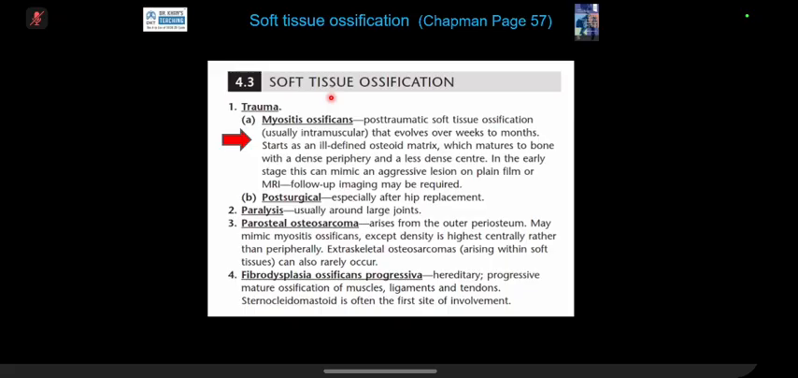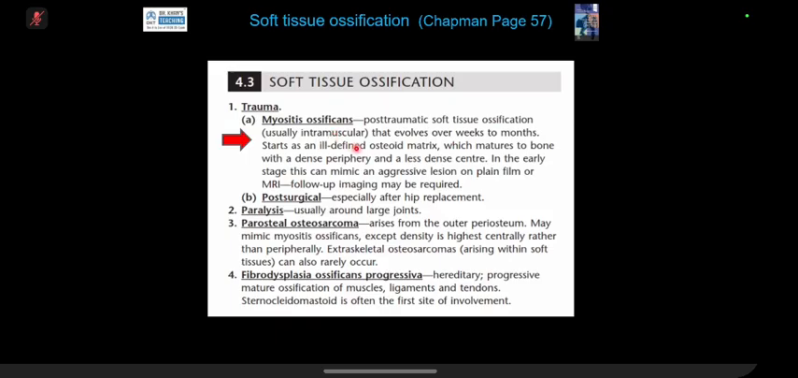In the real world, at times it is difficult, but in the exam world they will show you cases in which there will be trabeculation. For example, a patient who is paralyzed and there is a lot of ossification around the joint, it's a very popular exam case. You must remember that. Parosteal osteosarcoma is, of course, a tumor which has got a pathognomonic type of appearance. But you should have an absolute clear-cut idea about myositis ossificans.